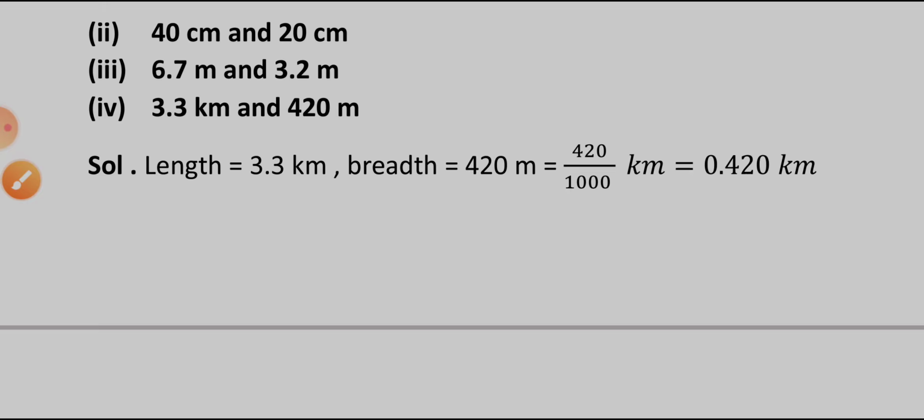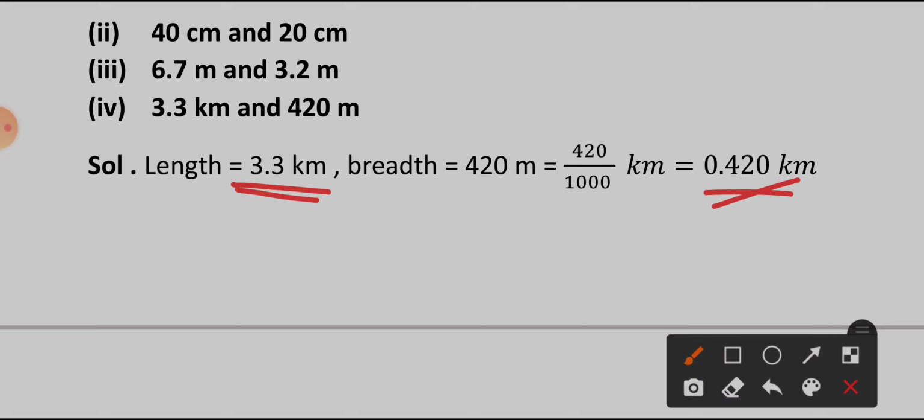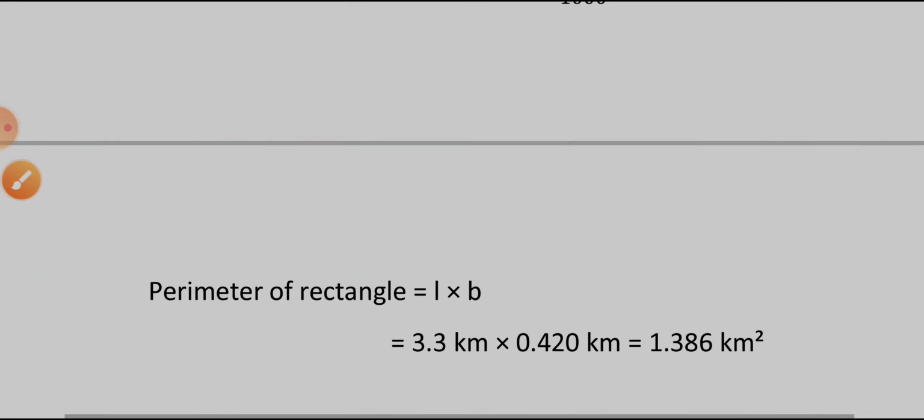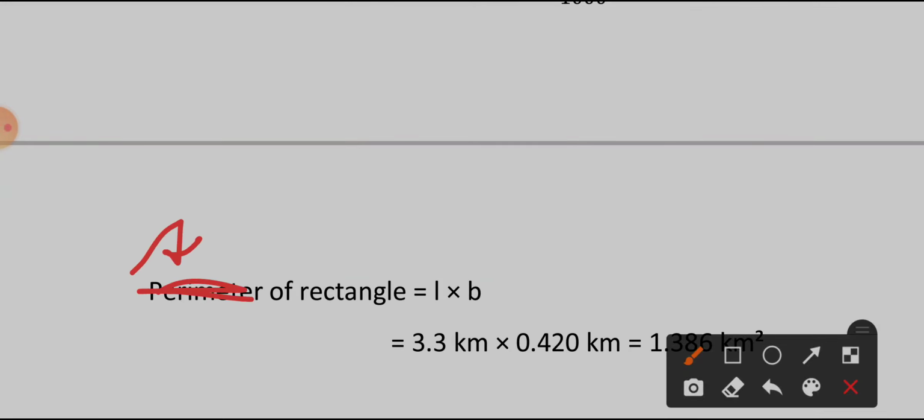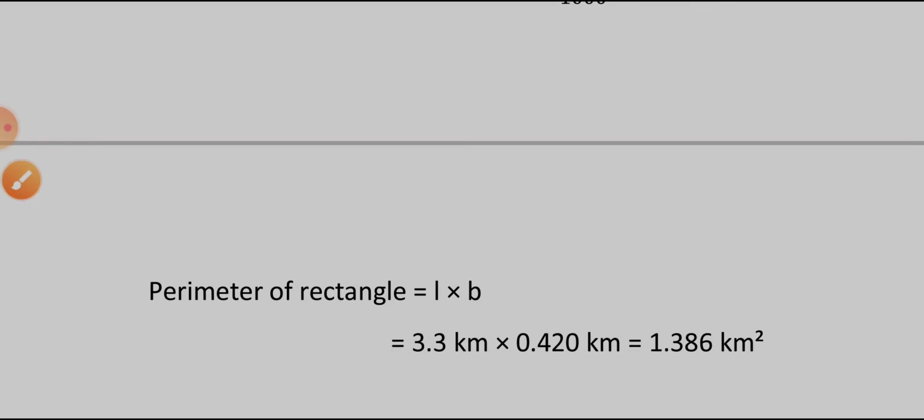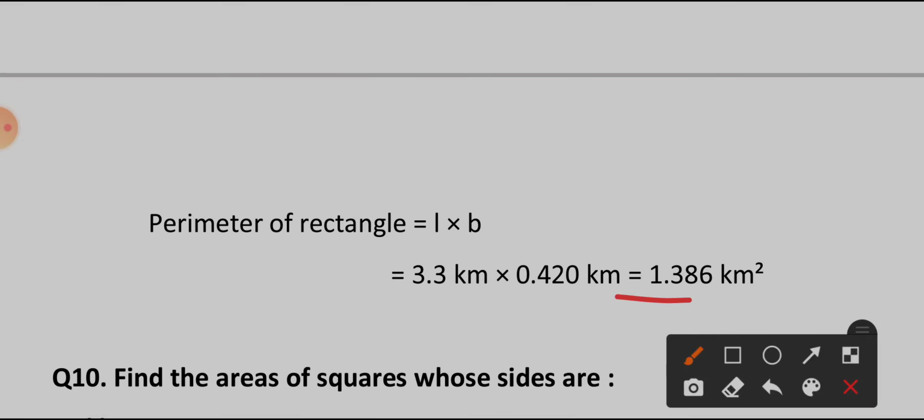After this, you can see that both are in the same unit. Now multiply. Now I can find the area. So the area of a rectangle is L into B. So 3.3 kilometer into 0.420 kilometer. Now multiply this. So the answer will be 1.386 kilometer into kilometer, that is kilometer square.